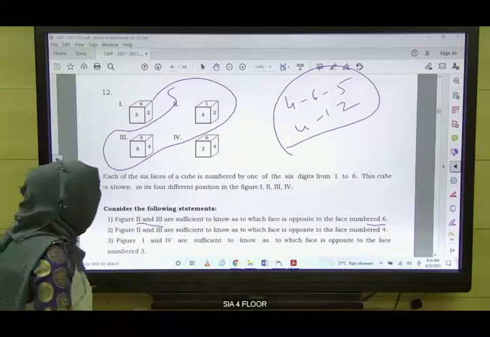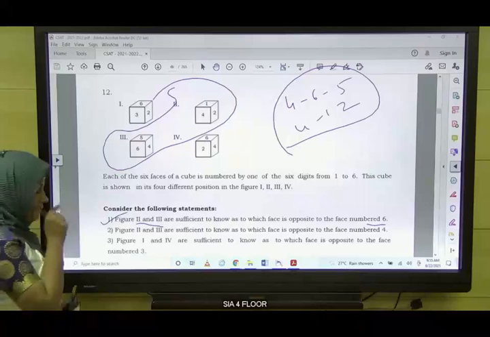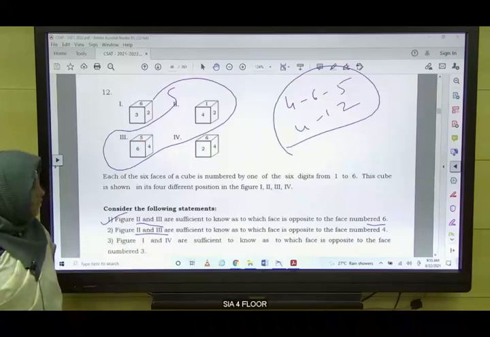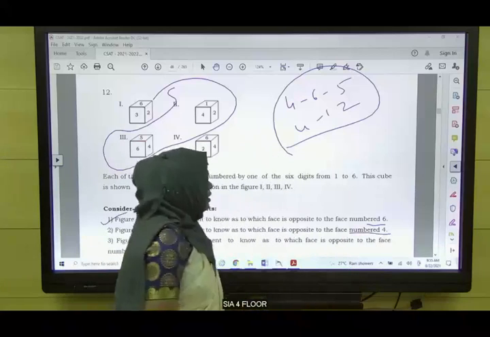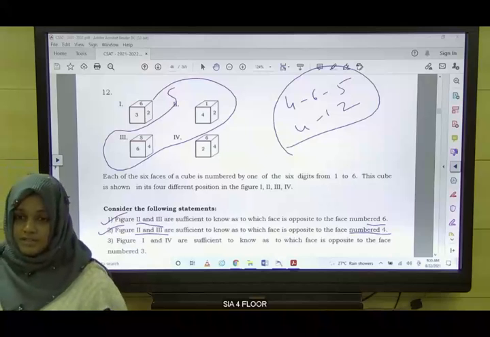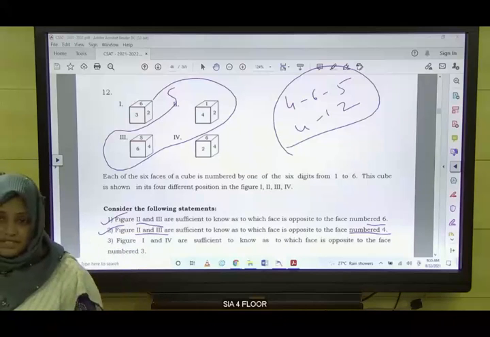So this statement is correct. You can find out what is opposite to number 6. The same is given in number 2 also. The same 2 figures, 2 and 3, are enough to know what is opposite to number 4. Yeah, we can find out that also. Second statement is also right. So if you pick up 2 and 3, you can find out anything. So 1 and 2 is right.